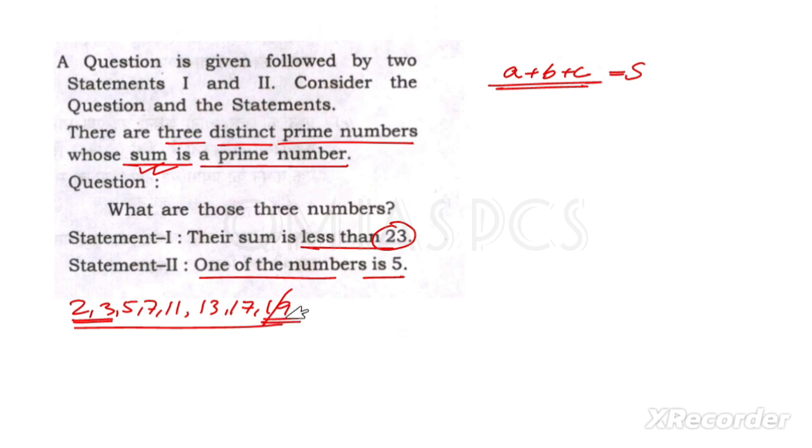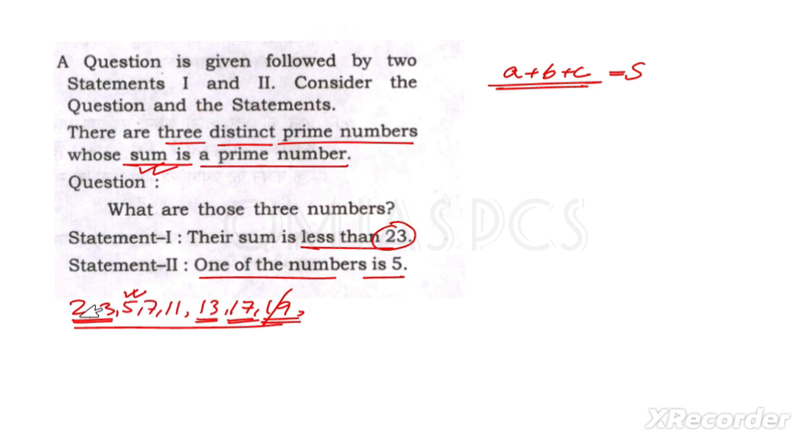Now there is a hint here, one of the numbers is 5. Just think it may be a possibility, I'm not saying it's sure. If 5 is a possibility, then 5 plus the maximum, 17, will be 22, so 17 is not a possibility here. Right now I'm just checking with 5. So 5 plus 13 will be 18.